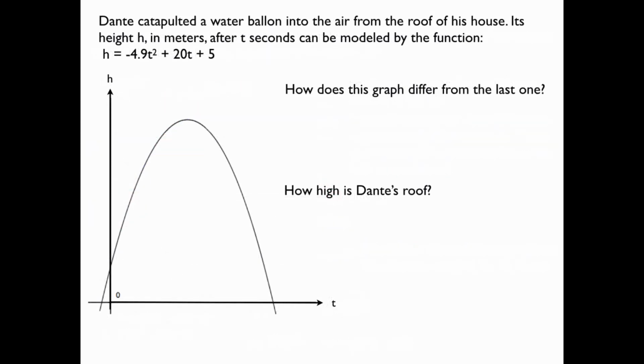All right, let's take a look at a different type of problem. Dante catapulted a water balloon into the air from the roof of his house. Its height h in meters after t seconds can be modeled by the function h equals negative 4.9t squared plus 20t plus 5. Now, before we start answering some questions about this situation, I want you to examine this graph and tell me how it differs from the last one we saw. So take a moment, analyze it, and come back after we pause the video. Pause the video now.